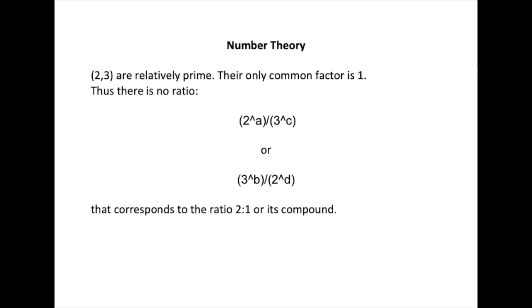Thus, there is no ratio 2 to the power of A over 3 to the power of C, or 3 to the power of B over 2 to the power of D that corresponds to the ratio 2 to 1 or its compound. Since the numbers 2 and 3 are themselves prime numbers, if we increase the powers of 2 from, say, 2 to the power of 1 to 2 to 3 to 4, and we did the same to the powers of 3, we would not introduce any new factors, merely more 2's and 3's.